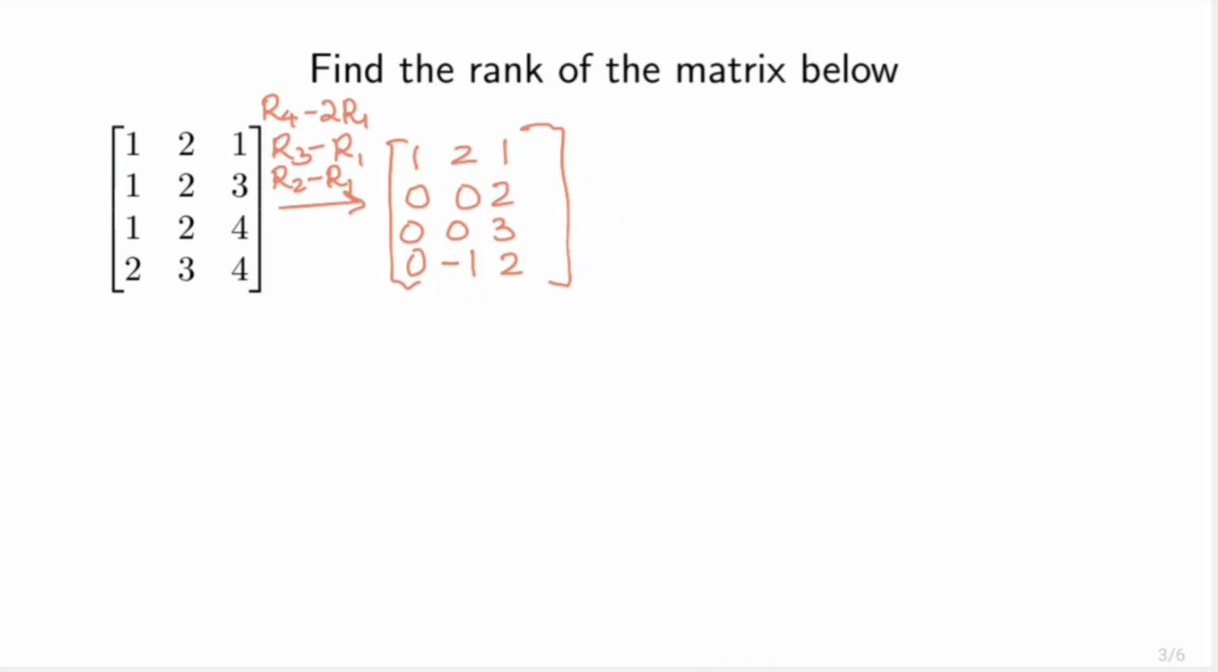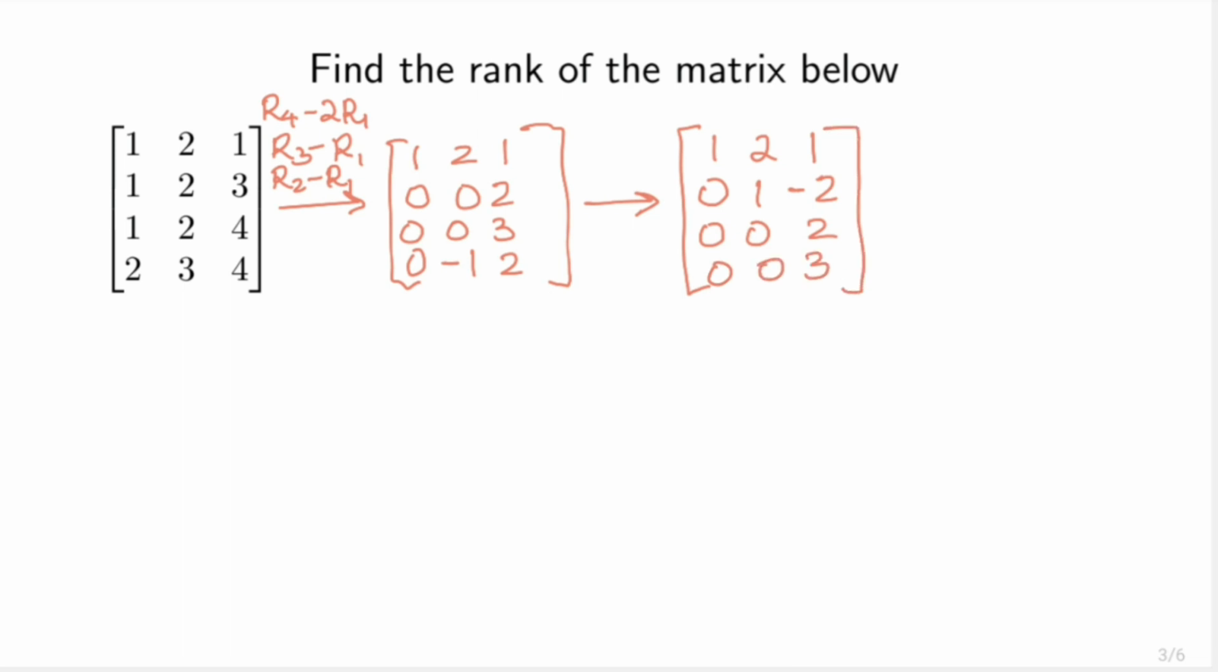Go ahead and swap those two rows. While swapping, we'll also multiply the last row by minus 1 so that we have a 1. So 1, 2, 1. Then 0, 1, minus 2. Then we can maintain the other rows, 0, 0, 2, and 0, 0, 3.